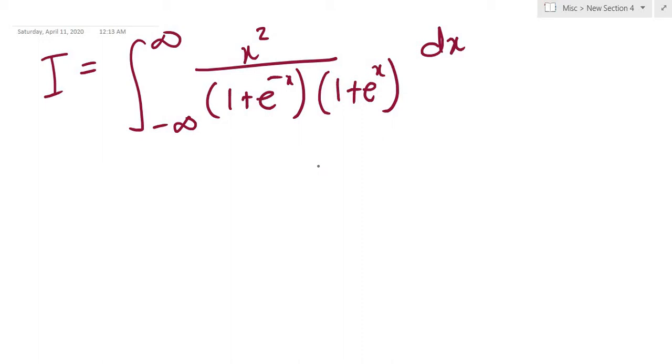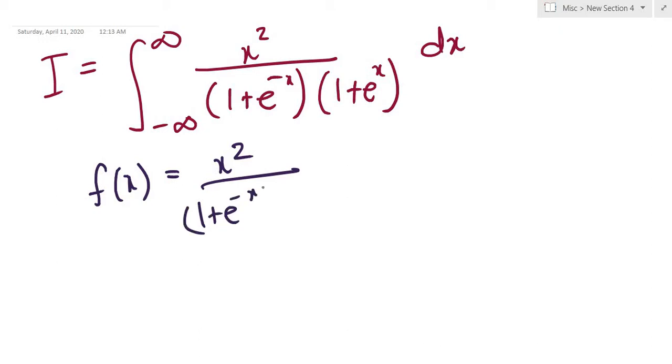We could try to exploit symmetry, but before that we need to check if this is an odd function or an even function. So let's call our integrand f of x, which is x squared over 1 plus e to the negative x times 1 plus e to the x.